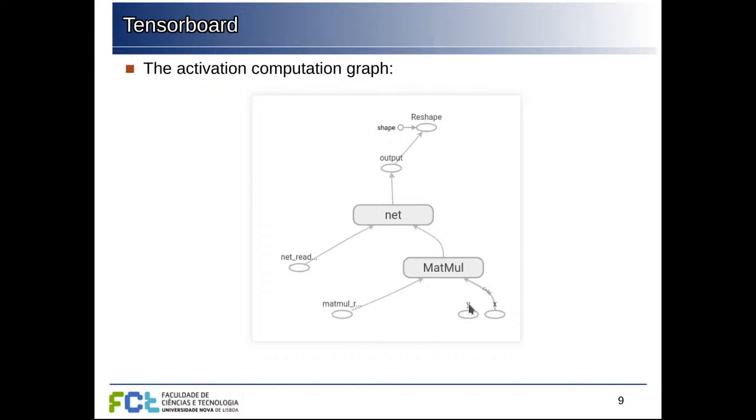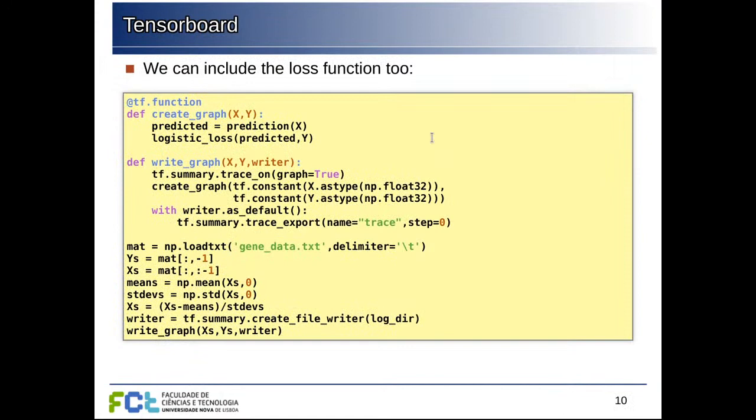We also have this other tensor that we didn't use yet, the labels, but this is the computation graph that we created. We can include the loss function too. So instead of just calling prediction in our create graph function, we can store the result of prediction and then call the logistic loss on the prediction and the labels. Now we do the same thing. We create the writer, we write with the trace on to the log and so on.